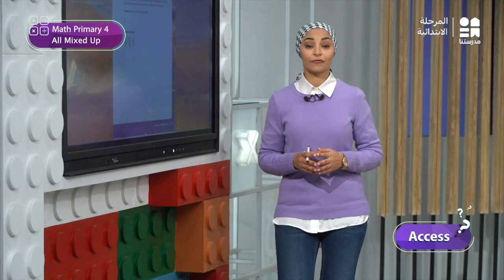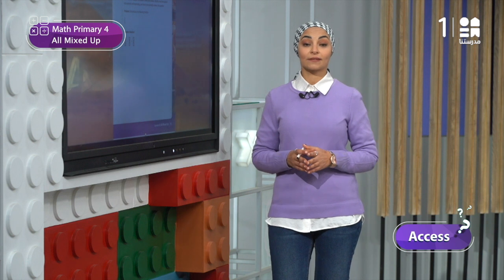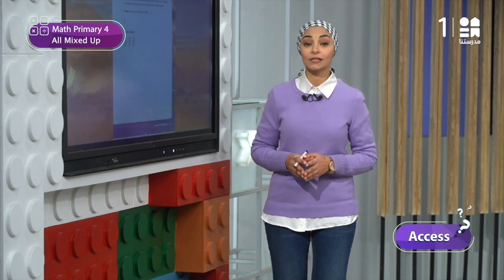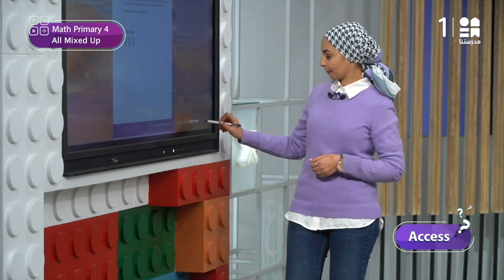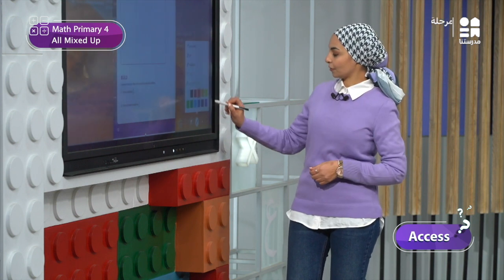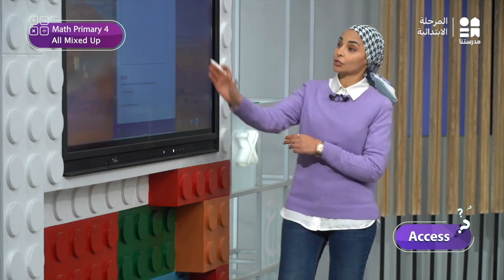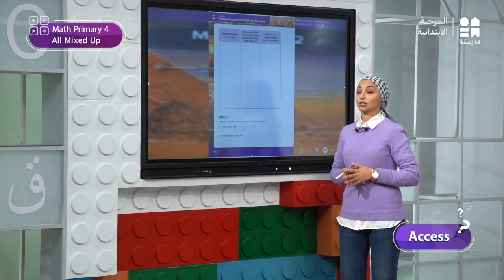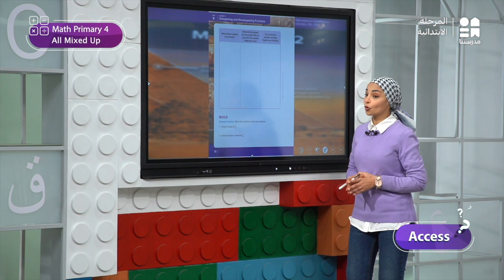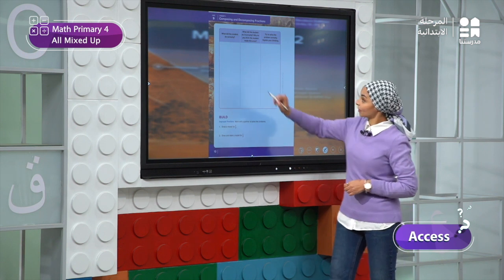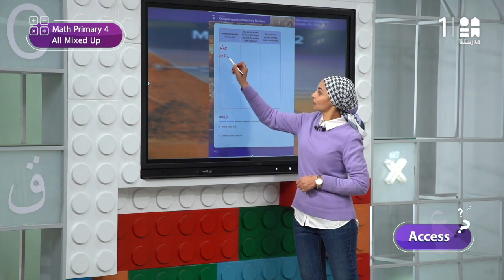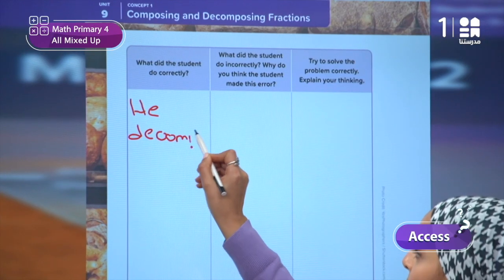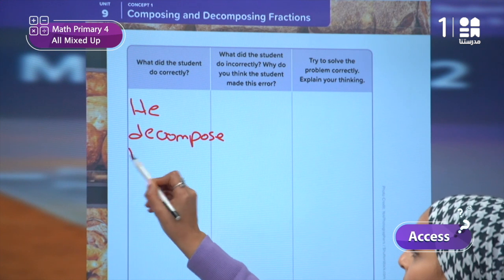And now after you have finished, you have noticed that the student correctly decomposed the numerator, which is 3, into 2 and 1. Let's see the table here. As you can see here in page 12, يبقى here we have to write the correct thing that the student did. هو عمل إيه؟ عمل decomposing للنومينيتور, right? يبقى we will write here, he decomposed the numerator.